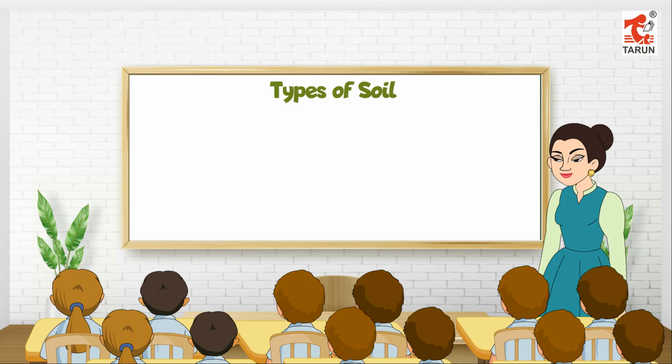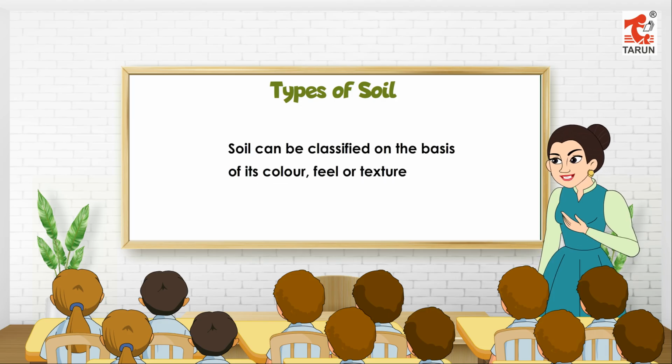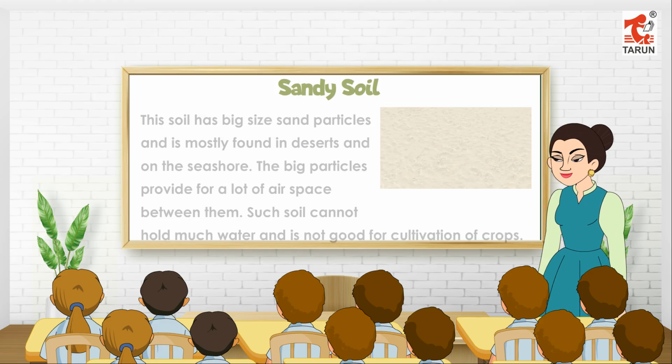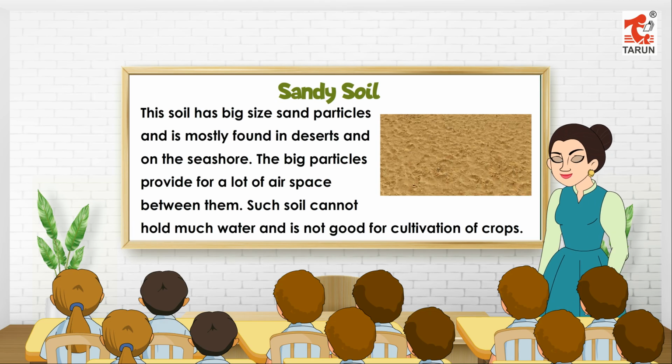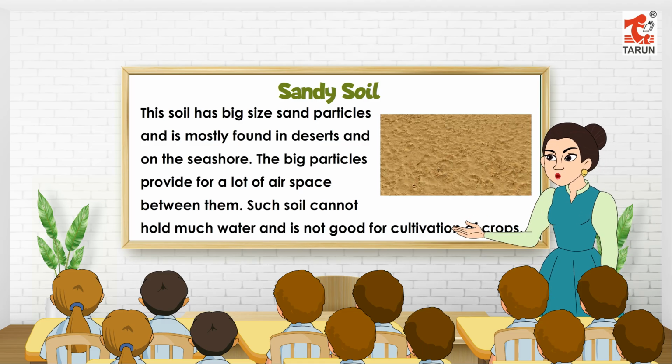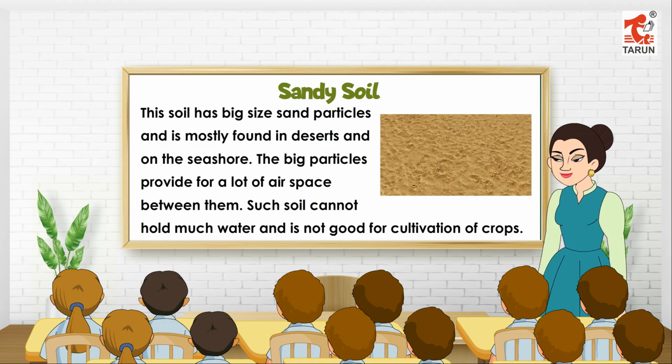Types of soil. Soil can be classified on the basis of its color, feel or texture. Sandy soil. This soil has big-sized sand particles and is mostly found in deserts and on the seashore. The big particles provide for a lot of air space between them. Such soil cannot hold much water and is not good for cultivation of crops.